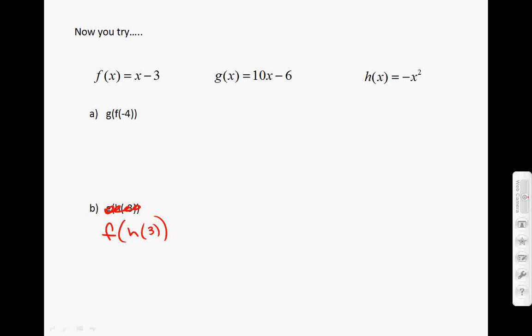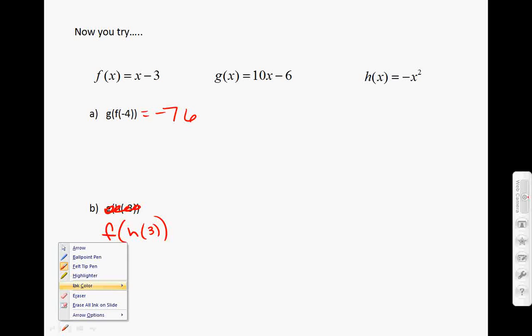Okay, so the first one, you should have gotten negative 76 as your g of f of negative 4. If that's what you got, congratulations. We can fast forward to the next example. If not, then I'm going to work it out.